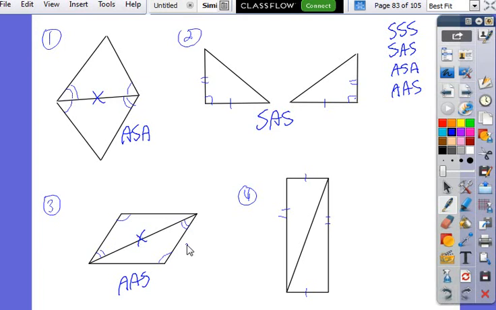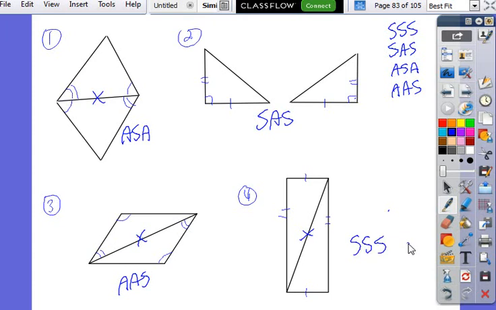All right, what am I going to mark on number 4? The one in the middle. So now what do I have marked on here? All 3 sides. So then that's obviously going to be side side side.